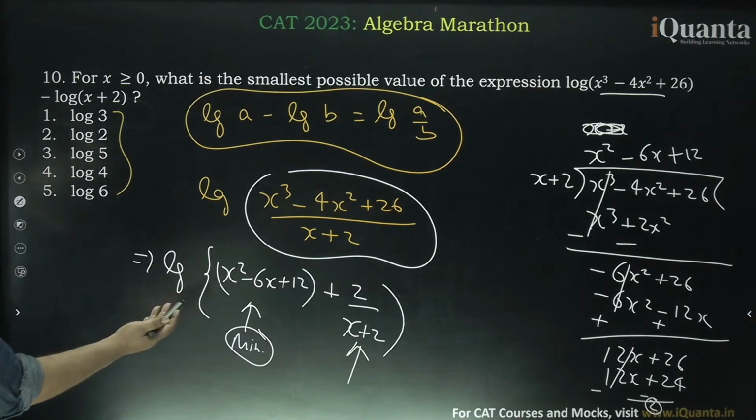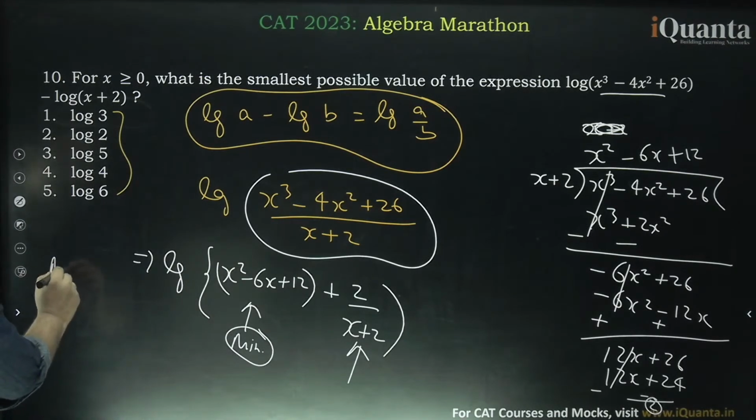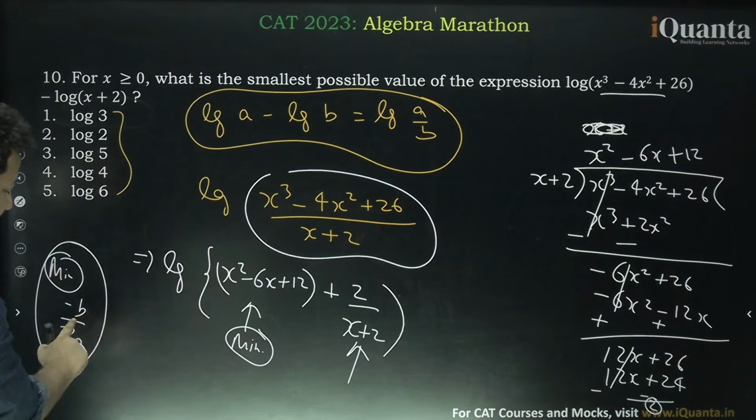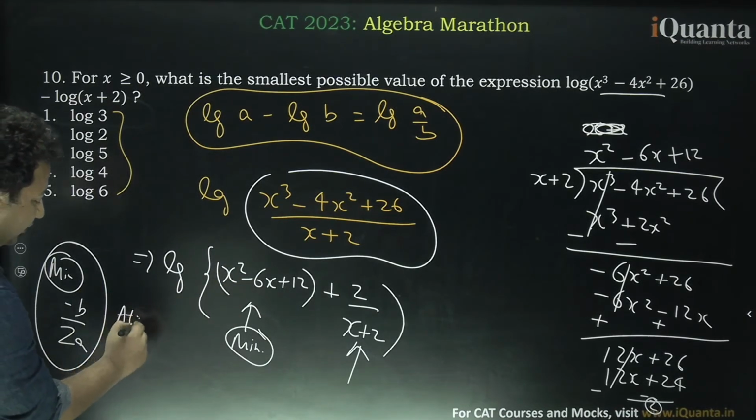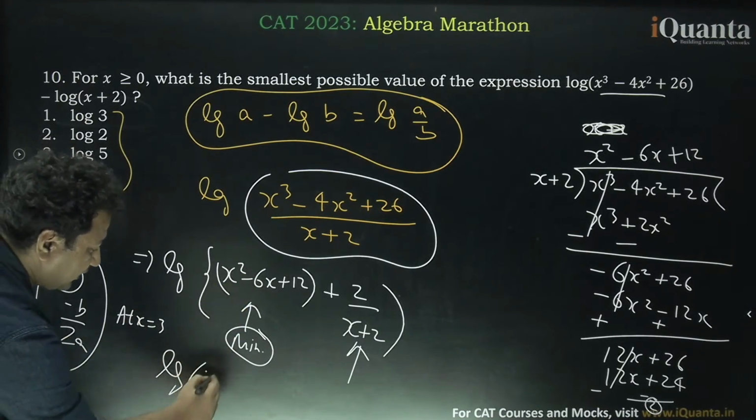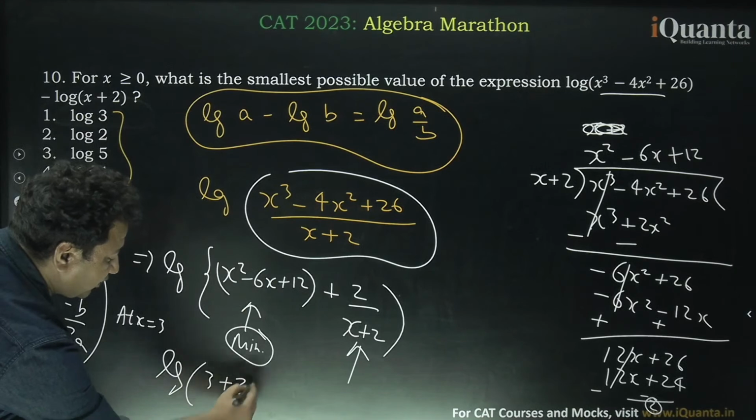The minimum at 3. How? You get the minimum at minus b by 2a in a quadratic expression. A is 1, b is minus 6. So basically at x equal to 3, you will get the minimum value. So if you put 3 here, you will get log of 3 plus 2 upon 5, that is log 3.4.